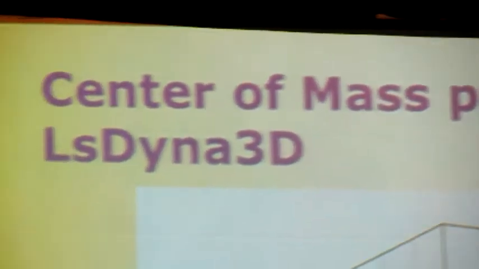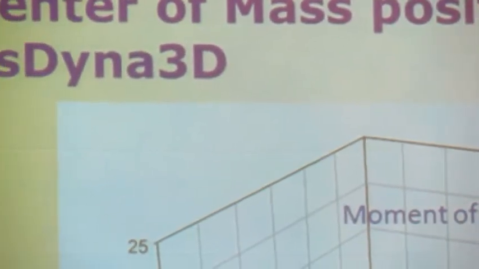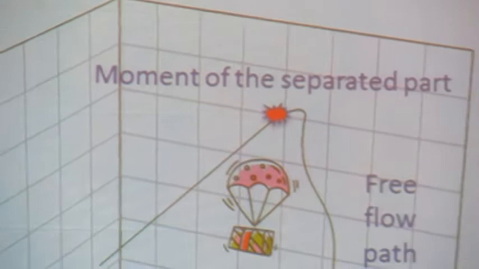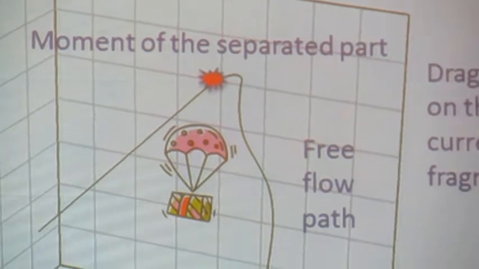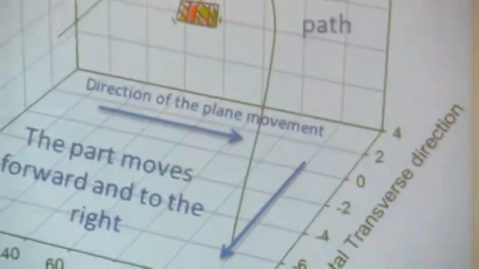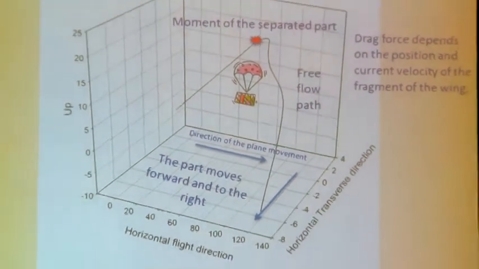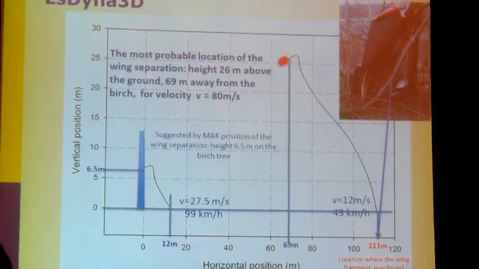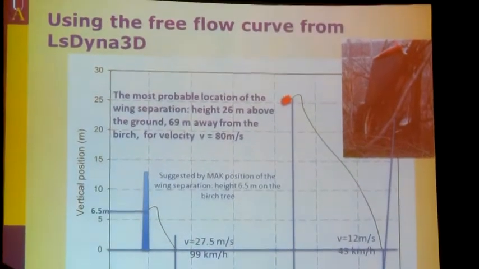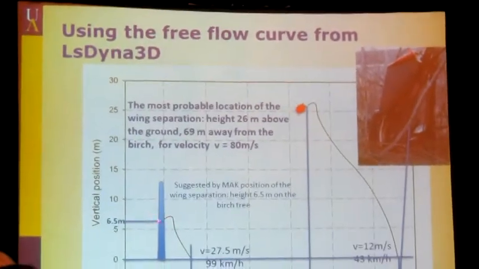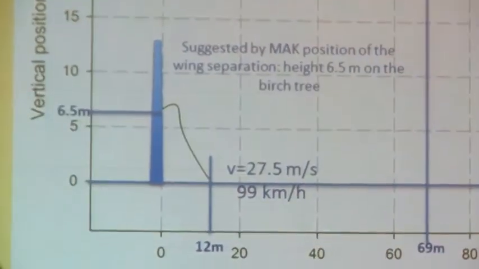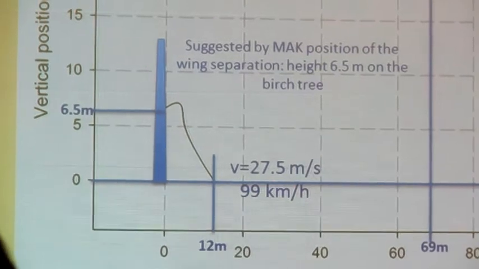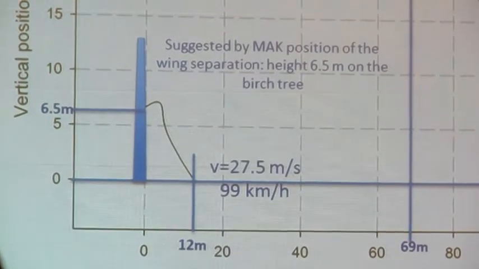So if we plot the movement of the center of mass of this wing piece in three-dimensional space, we can see that at the moment of separation the wing has a tendency to move in the direction of the airplane, but also to the right side of the airplane, which is good because this is exactly how it was found in that area. However, if we connect this curve to the location of the birch at 6.5 meters away, this curve would predict that the wing would hit the ground about 12 meters away with a velocity of 100 kilometers per hour, not 111 meters as it was found.